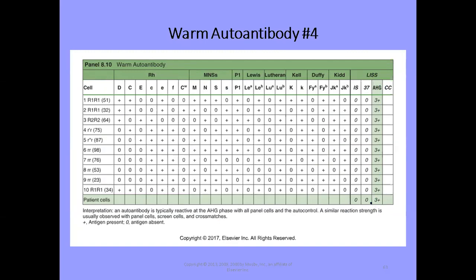However, this is not the case because of the patient or the autocontrol. The patient is agglutinating their own cells, okay? And so this is why it is not an alloantibody to a high-frequency antigen. It is an autoantibody, okay? So it's reacting with every cell. We need to eliminate these reactions so that we can test this patient with a panel and find out if they have some alloantibody that's being masked or hidden by the autoantibody.